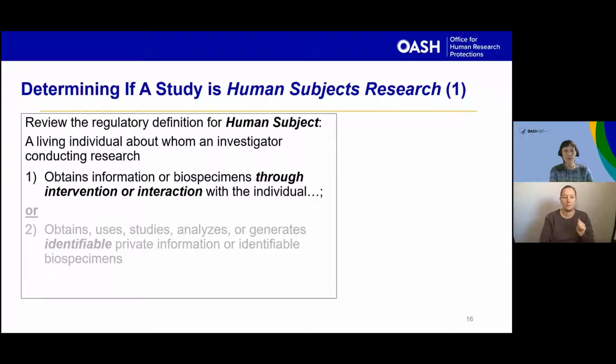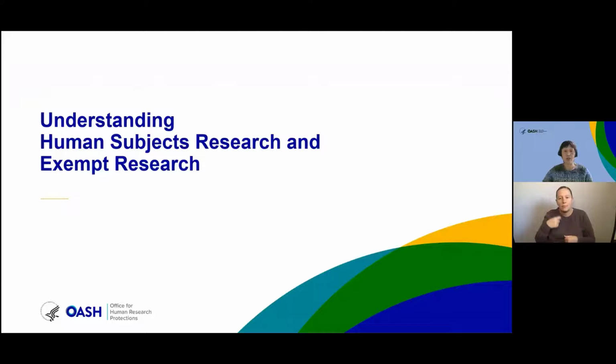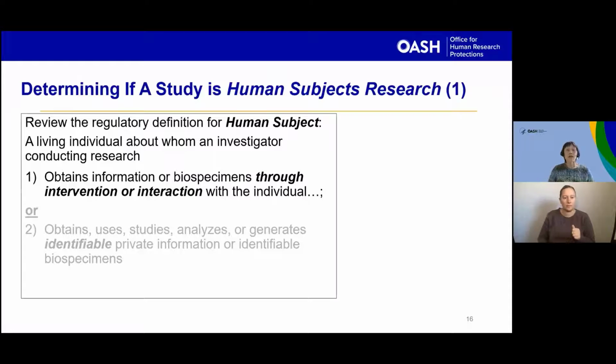So in the Common Rule, human subject is defined as a living individual about whom an investigator conducting research obtains information or biospecimens through intervention or interaction with the individual for the purpose of the research. All right, so that's one part of the definition, right?